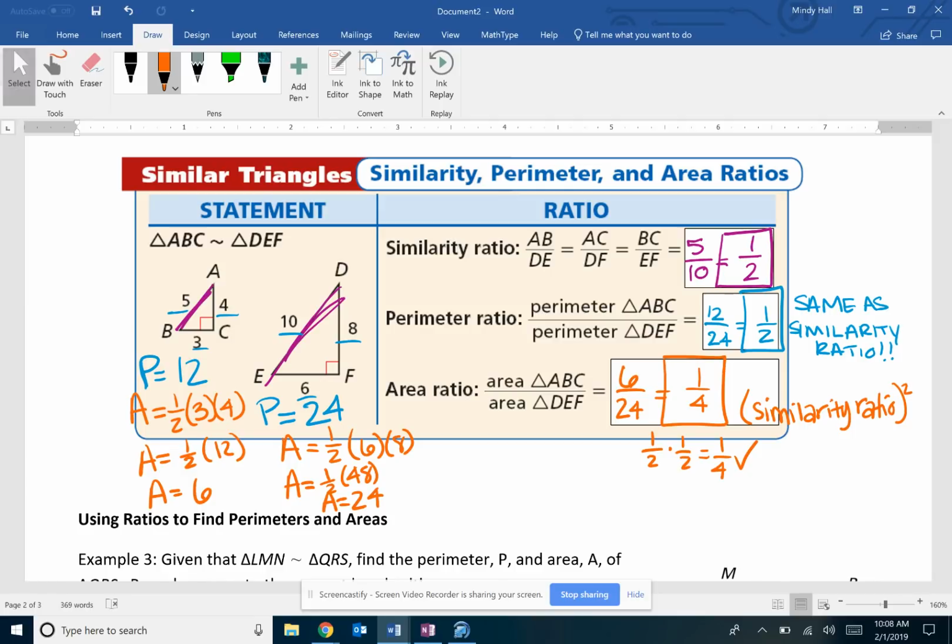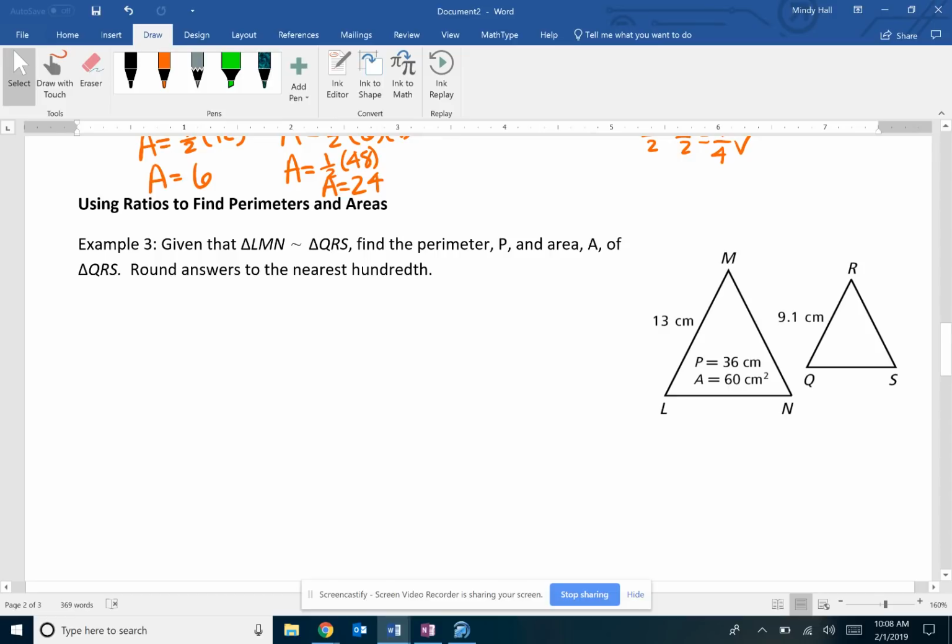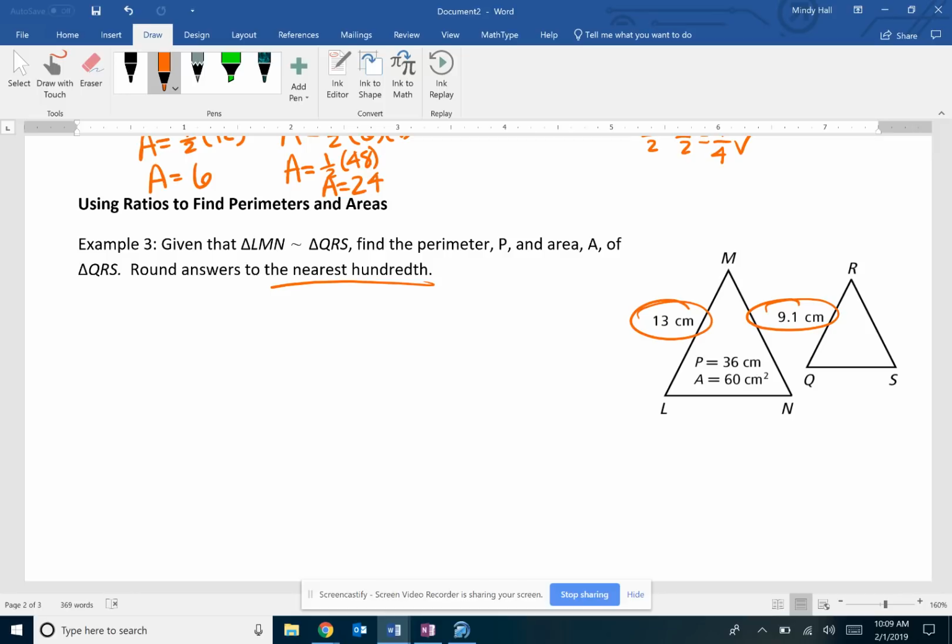So we are given that triangle LMN is similar to triangle QRS, and we want to find the perimeter P and area A of triangle QRS. And we are told to round our answers to the nearest hundredth. So starting with perimeter, we want to get that similarity ratio, and we can get that by the side lengths. They should always give you at least one of the side lengths for each shape. So that would give us 9.1 over 13 equals, and 9.1 was a part of my small one.